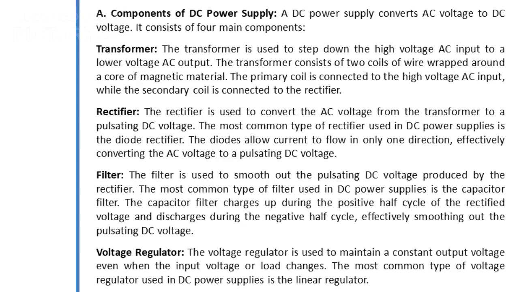A DC power supply consists of a transformer, rectifier, filter, and voltage regulator. The transformer steps down high voltage AC to lower voltage AC. The rectifier converts it to DC. The filter smooths it, and the voltage regulator maintains a constant output voltage.